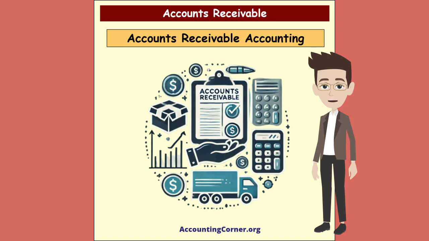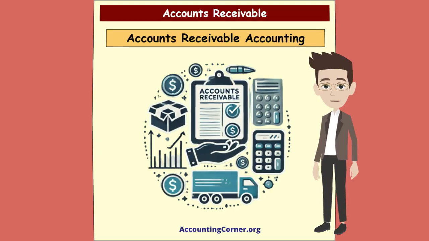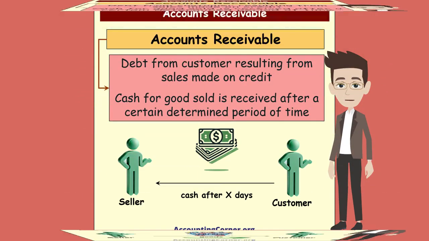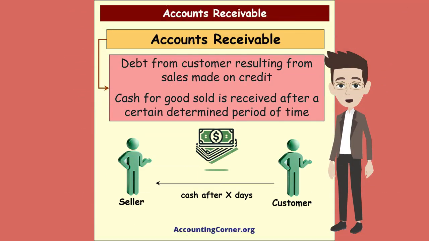In this video, let's explore what is accounts receivable. Accounts receivable is a debt from customers for goods sold on credit. When goods are sold, the customer gets ownership of the goods. However, payment for these goods will be received later. After some time, the customer will pay the seller for the purchased goods. The debt from the customer will be covered.